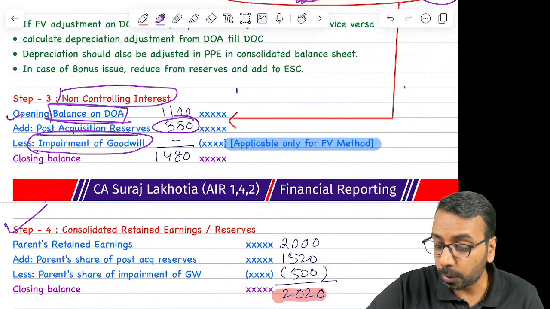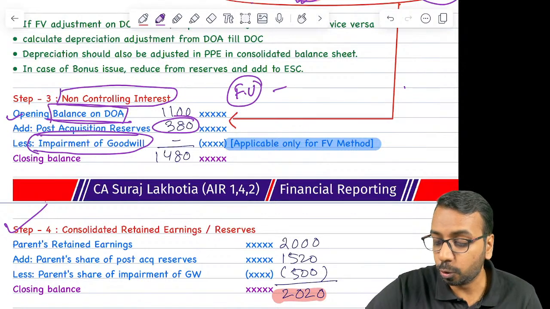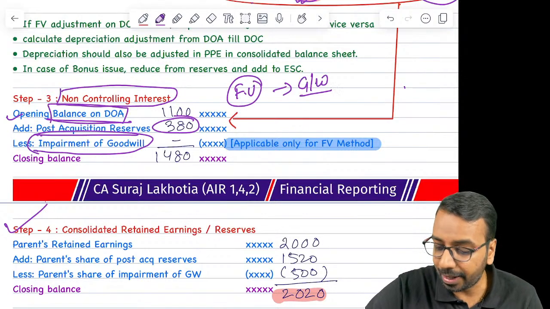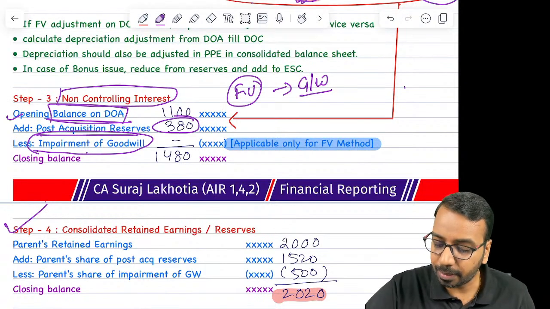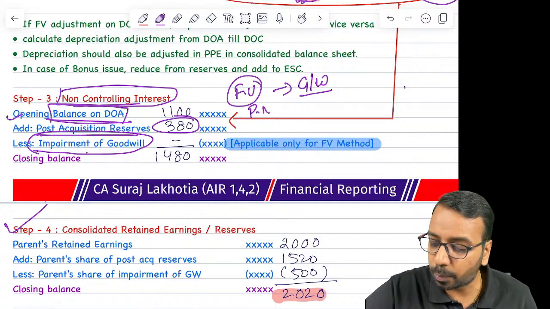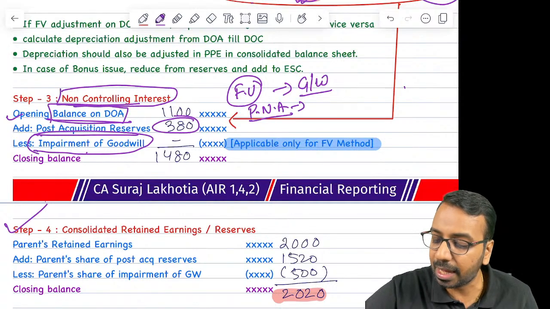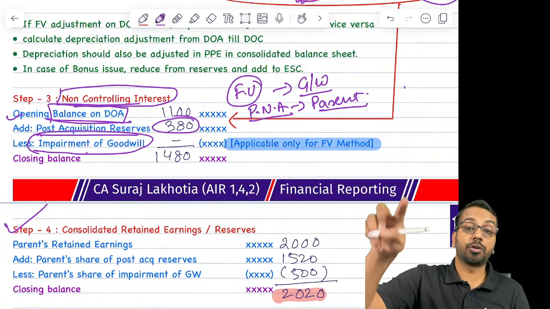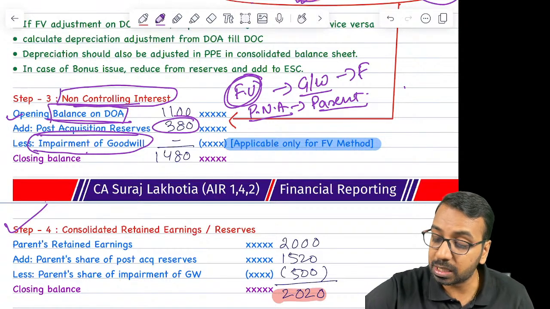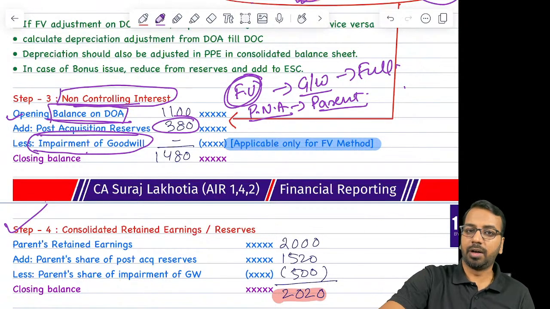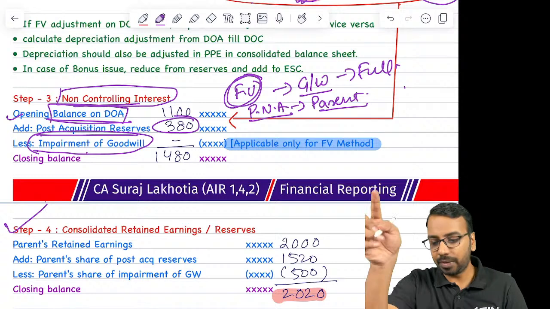If we are following NCI at fair value, then goodwill impairment will be shared between parent and NCI. If we are doing non-controlling interest as proportionate of net asset method, then only parent will take the goodwill. This is very important for you to remember from examination point of view. If it is fair value, this goodwill is full goodwill, and when it is full goodwill, both NCI and parent will take it.